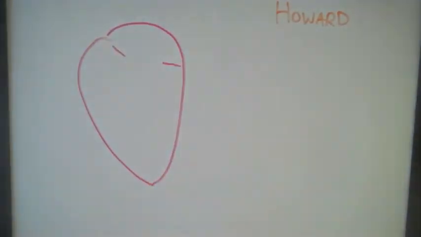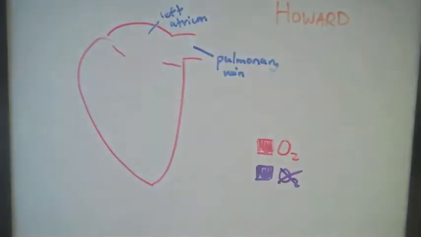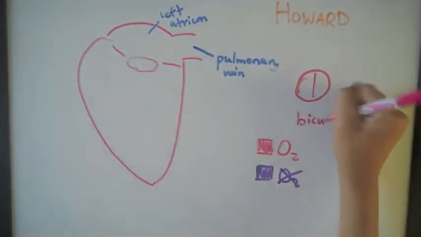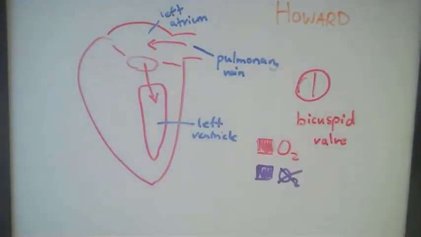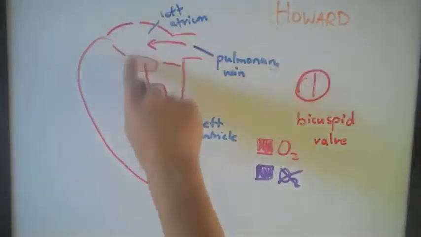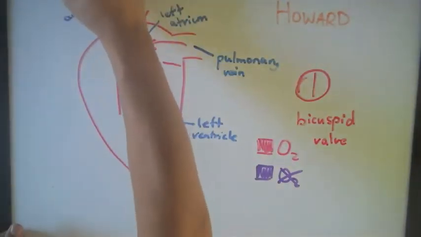Hey guys, this is Howard. The pulmonary vein empties its oxygenated blood into the left atrium. A bicuspid valve opens and allows the blood into the left ventricle in a similar manner as a tricuspid valve mentioned earlier. The ventricle then contracts and forces the blood into the largest artery of the body, the aorta. The rest of the arteries all stem from the aorta and serve to transport blood throughout the body.